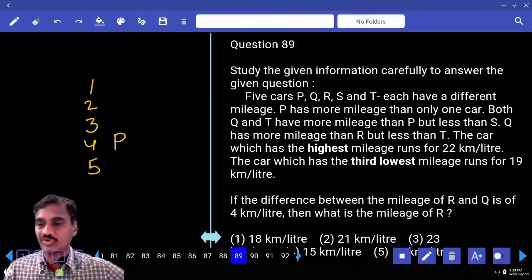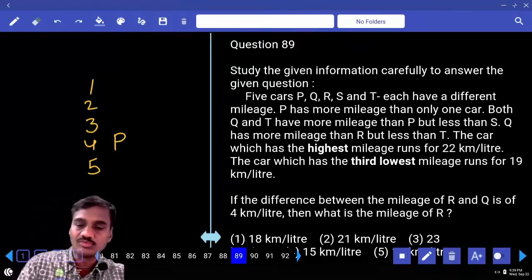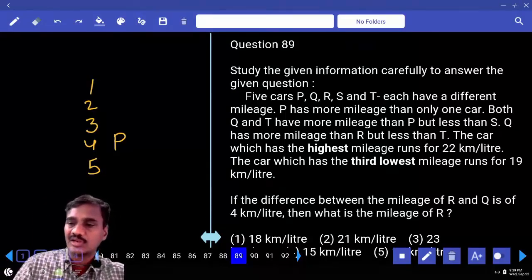Hence P must be at the 4th place. And both Q and T have more mileage than P, but less than S.